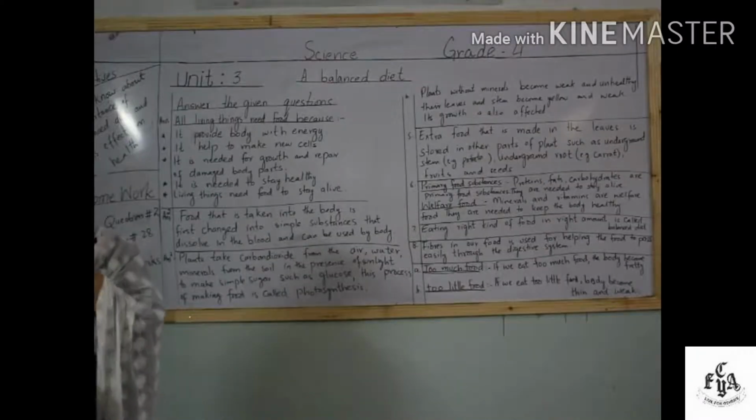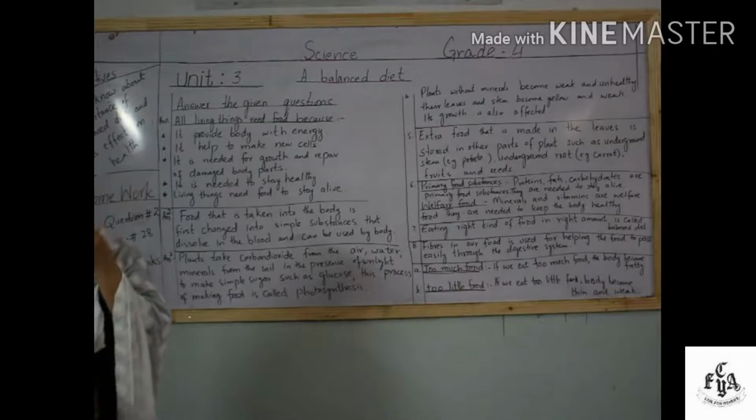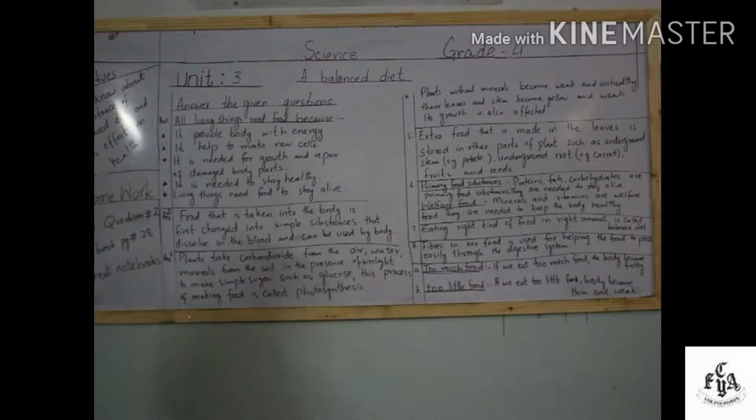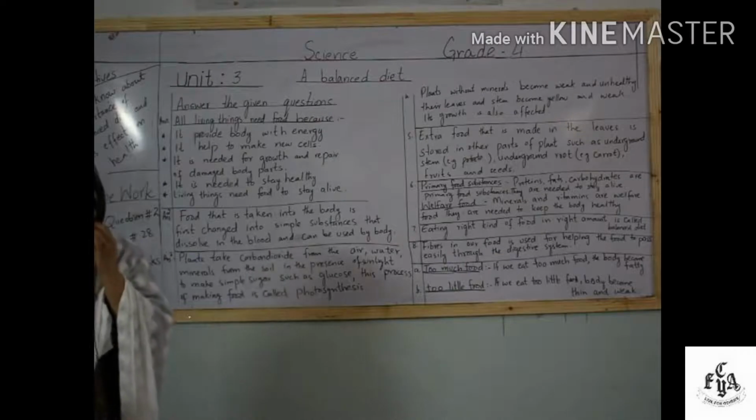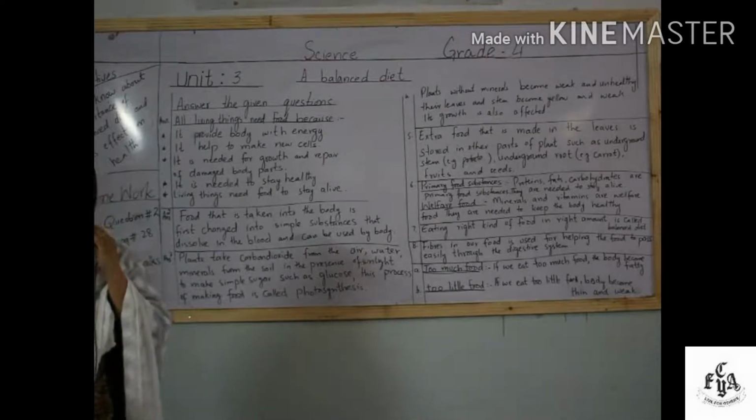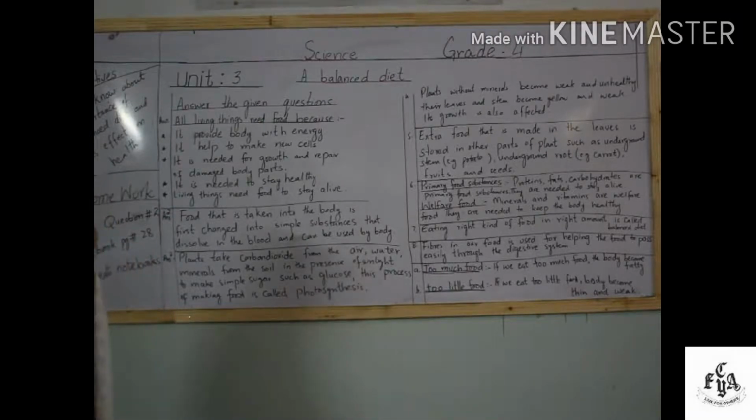Okay students, now come towards the book exercise. Your first question is about the question answers. The question is: answer the given questions. Number 1 is: explain why all living things need food. Why do all living things need food? It is very easy. We have discussed it.